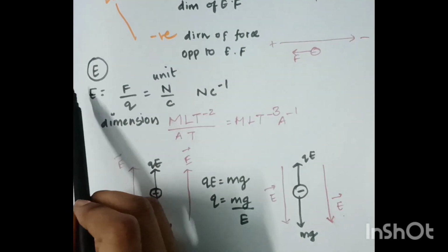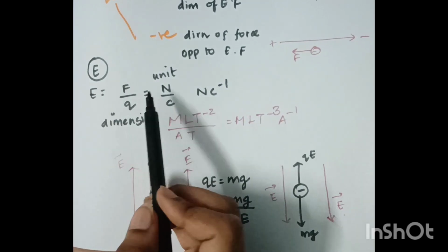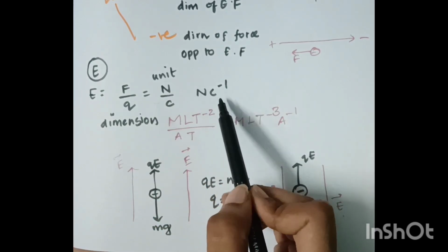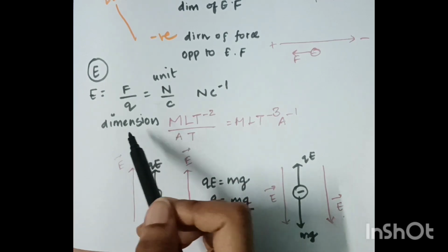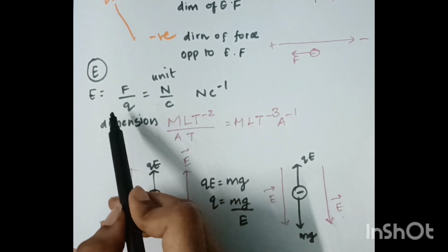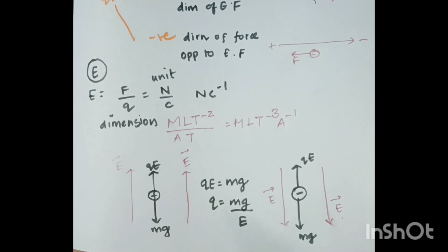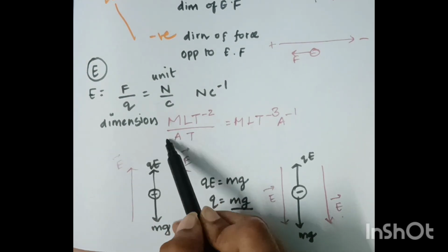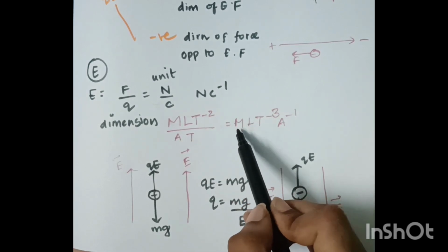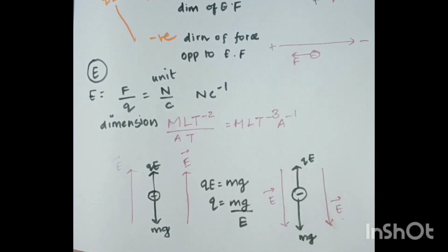Now we know electric field, so F equals E into Q, that means E equals F by Q. What is the unit? Unit of force is Newton, unit of charge is Coulomb, so it is Newton per Coulomb. And let us see the dimensional formula. For force it is M L T power minus 2, please remember that. And Q is nothing but a charge, so charge is equal to current into time. For current it is ampere, for time it is t, so that is A into t. So that is equal to M L T power minus 3 A power minus 1. So that is the dimensional formula for electric field.